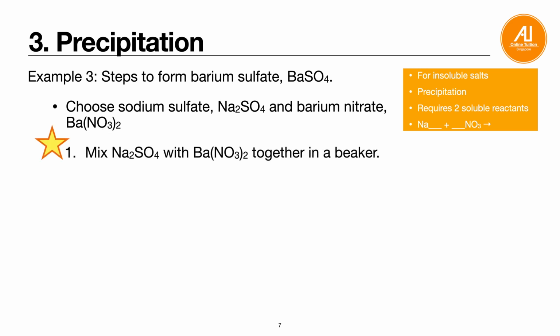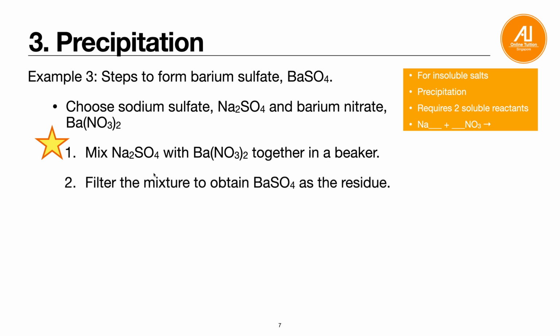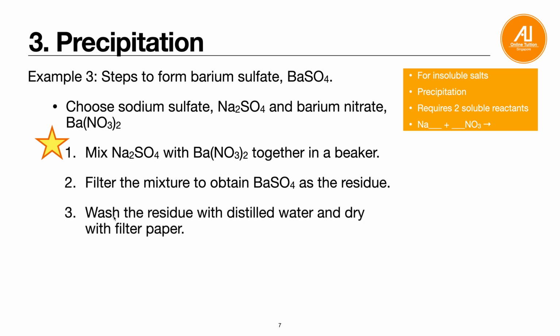Step 1, you will mix these 2 reactants together. Mix sodium sulfate and barium nitrate together in a beaker. Then next, you will filter the mixture to obtain barium sulfate as the residue. Then lastly, you will wash the residue with distilled water and dry with filter paper. So this will be the solid. This will be the residue in the end.